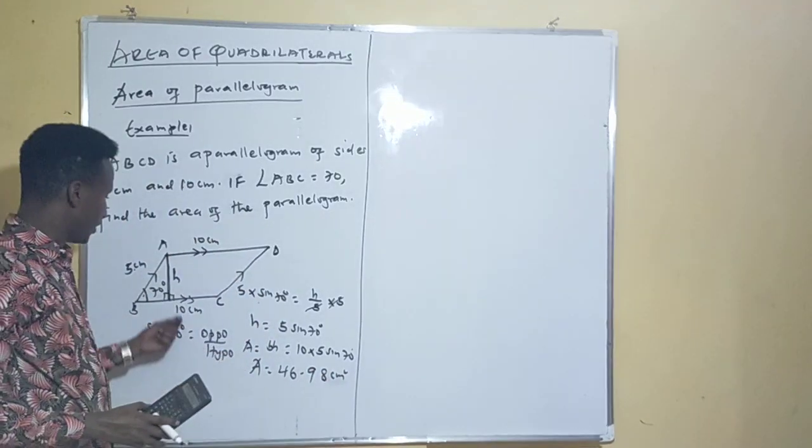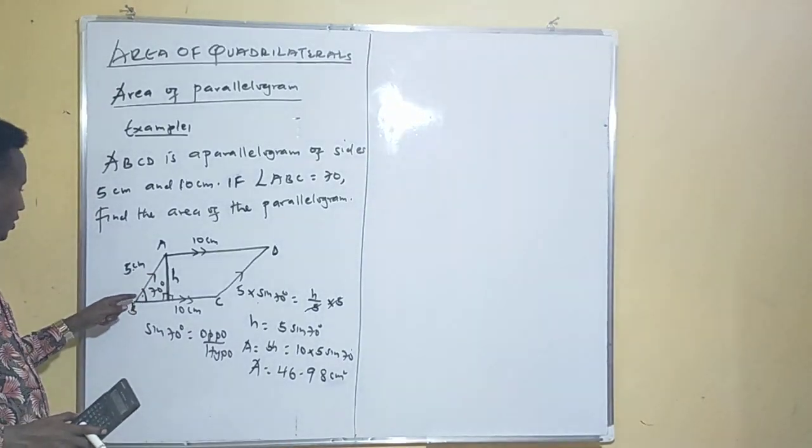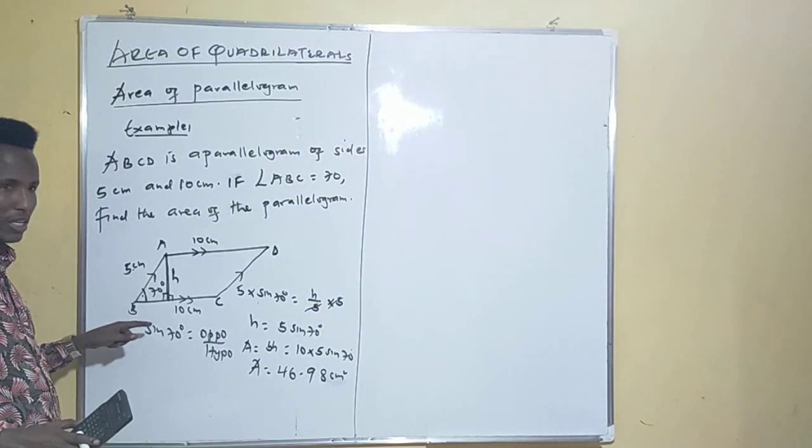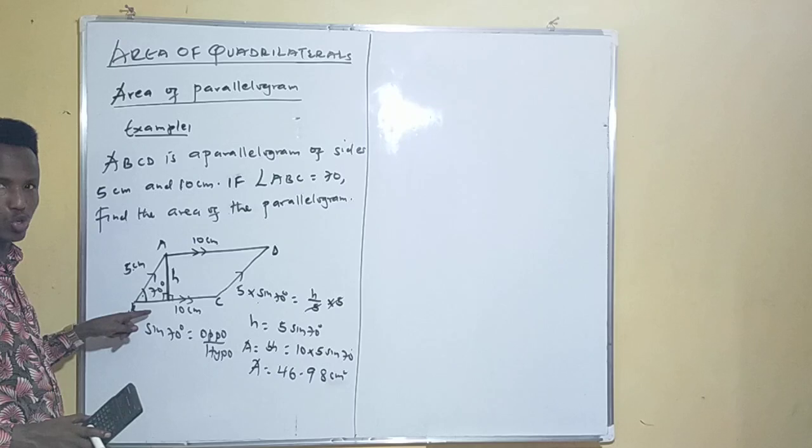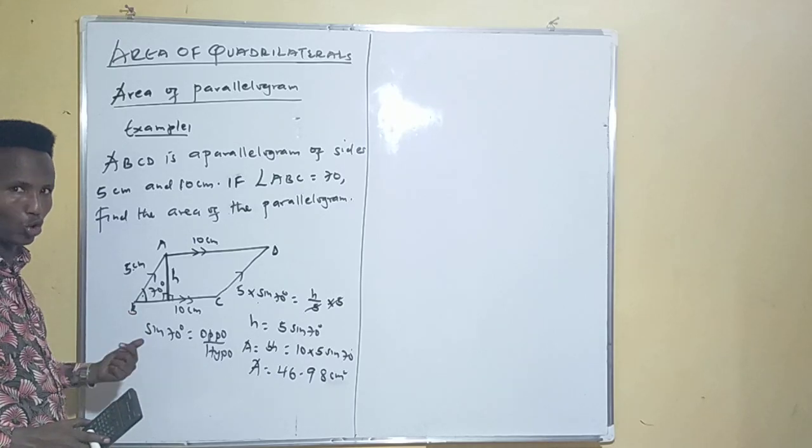Just understand, we are saying you will express the height first. We know that using this angle and the hypotenuse, you can use sine. Remember, we always use SOHCAHTOA where it's possible.